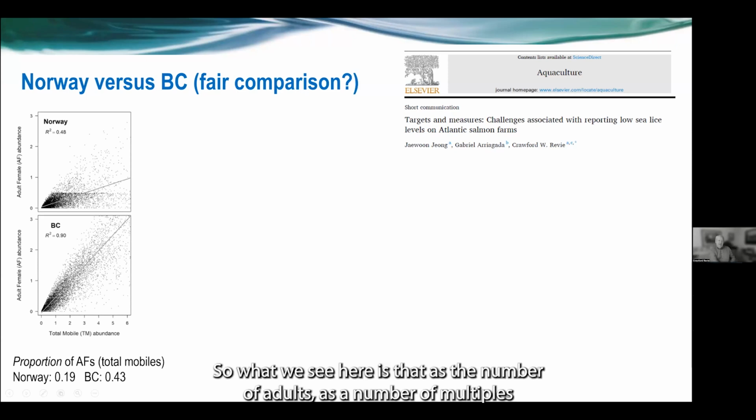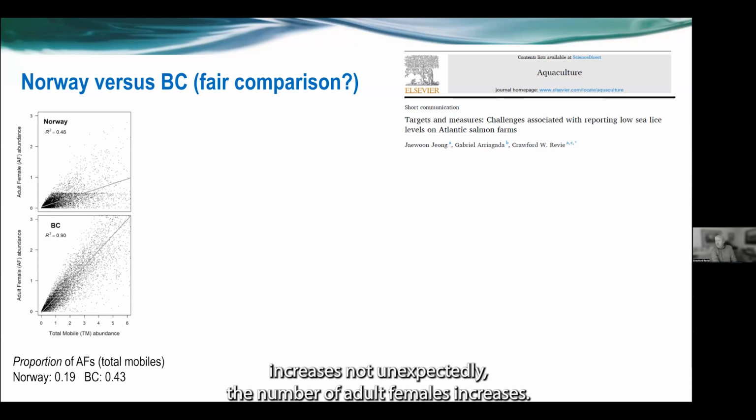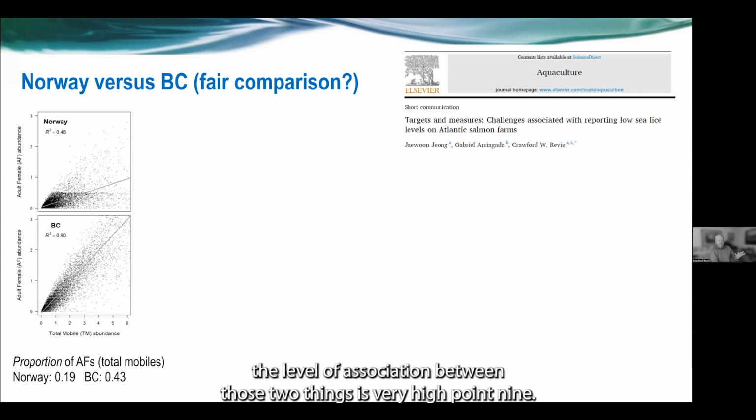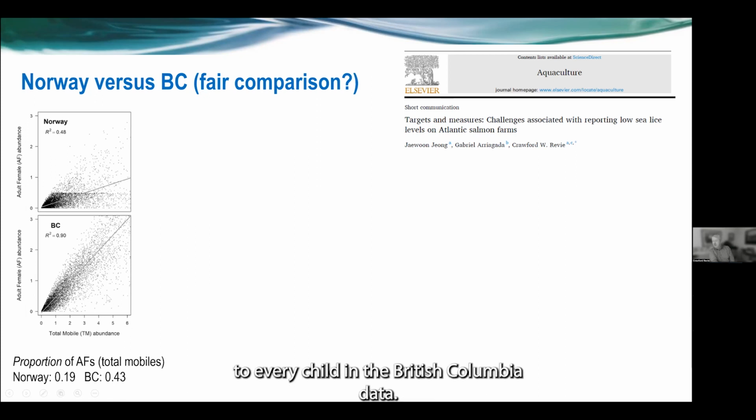So what we see here is that as the number of motiles increases, not unexpectedly, the number of adult females increases. And in fact, there's a correlation coefficient, it's called, the level of association between those two things is very high, 0.9. And there is in fact around 0.43 adult females to every motile in the British Columbian data.